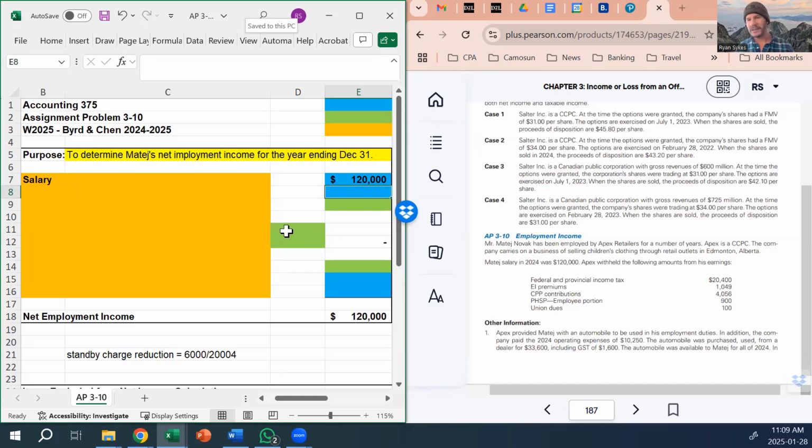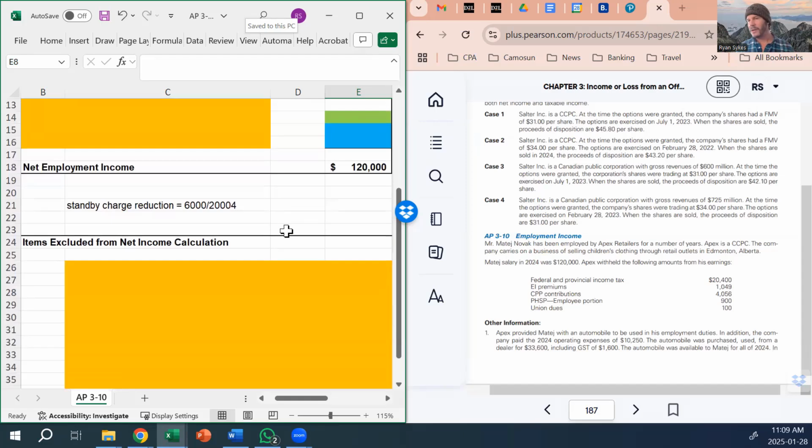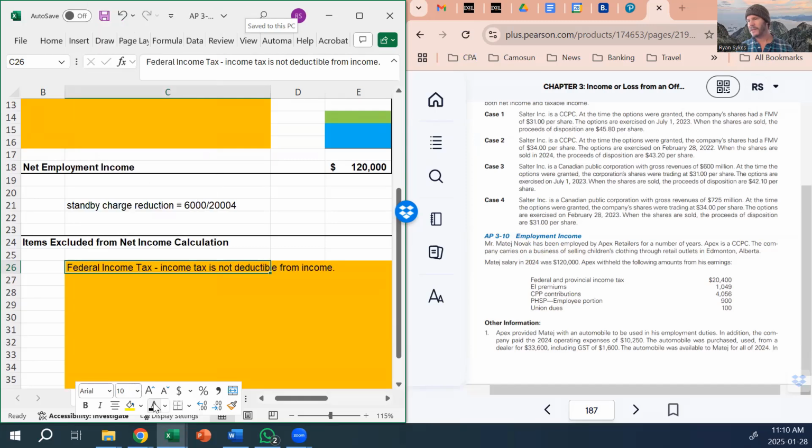Now, what I'm going to do is make sure that I address each one of these things. When there's an amount that I don't include, I'm going to highlight it down below here. So what I will do is simply reveal this, which is federal income tax. It should say federal and provincial tax. Both of these things are not deductible from this employee's income or any employee's income. They aren't deductions. Income tax is not a deduction for tax purposes. You can't reduce your income by deducting your income tax.